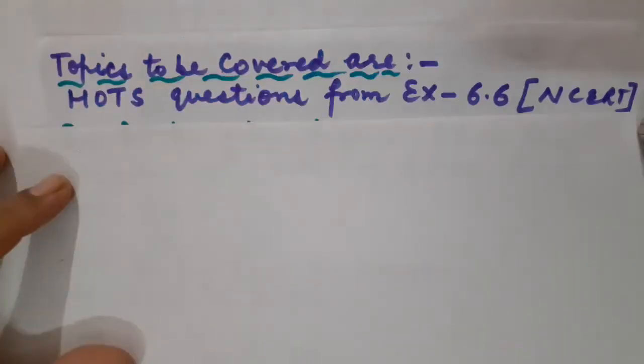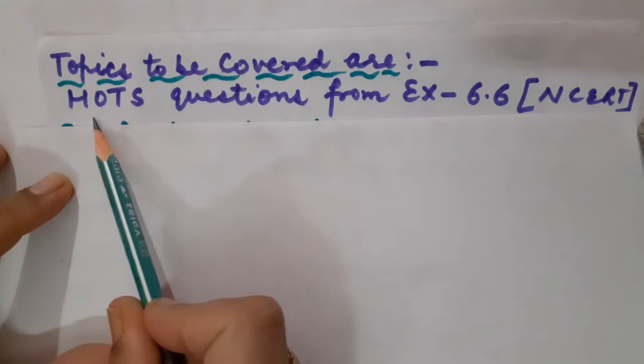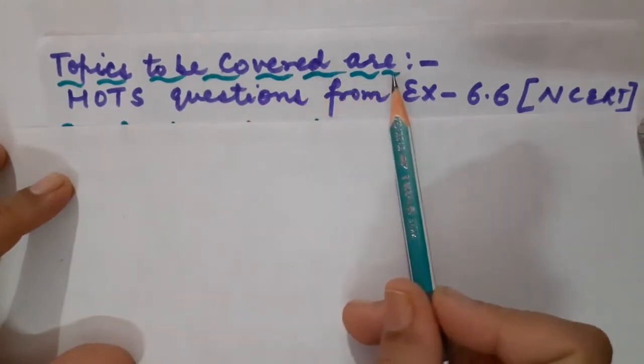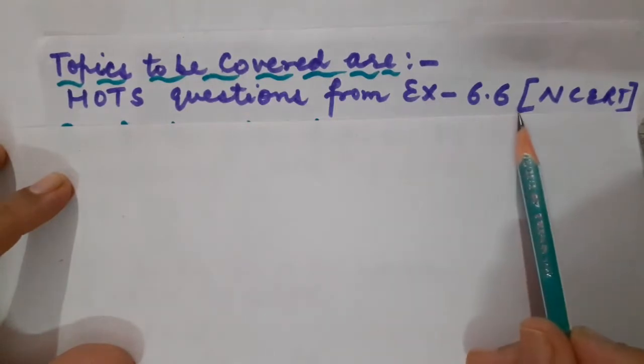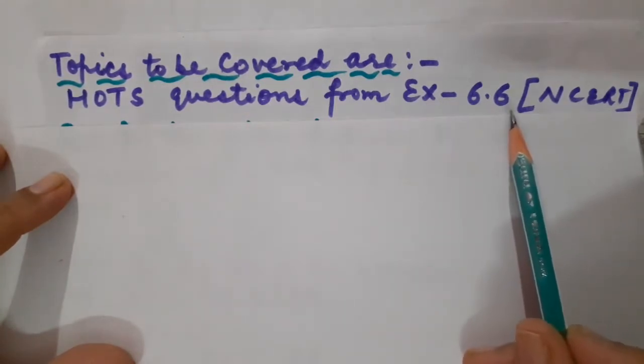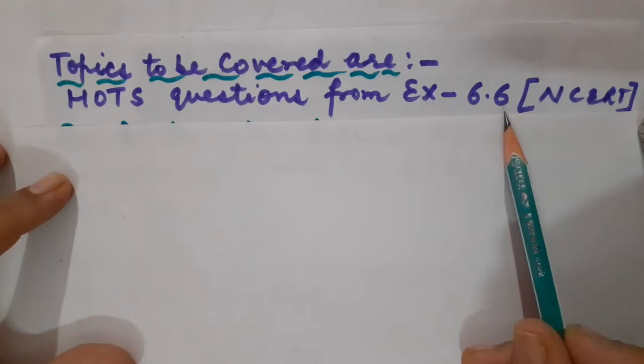Children, do you remember that in the previous lecture, that was lecture number 12, I made you understand the problems based on Pythagoras as well as its converse. And after that, I started with HOTS questions. So today's topic which I am going to cover are HOTS questions from exercise 6.6, which is the optional exercise of your NCERT textbook.